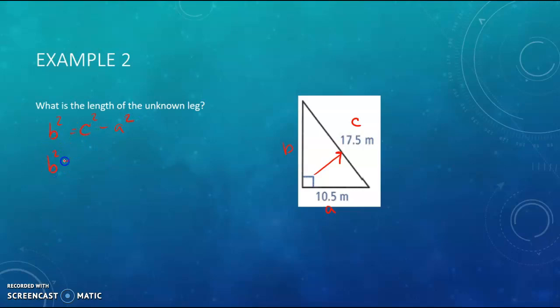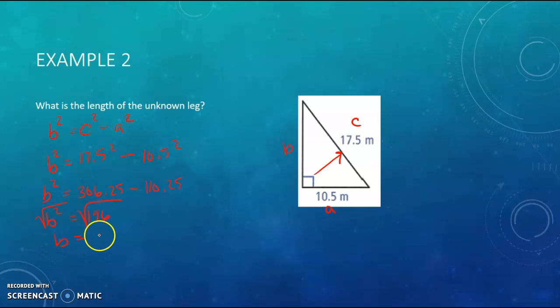So then b squared will equal, c is 17.5, so 17.5 squared minus a, which is 10.5 squared. I'm going to square both, so b squared stays, 17.5 squared becomes 306.25, minus 10.5 squared becomes 110.25. Then I'm going to take the 306.25 minus the 110.25, and I will get that b squared equals 196. And then the opposite of squaring something is to square root.